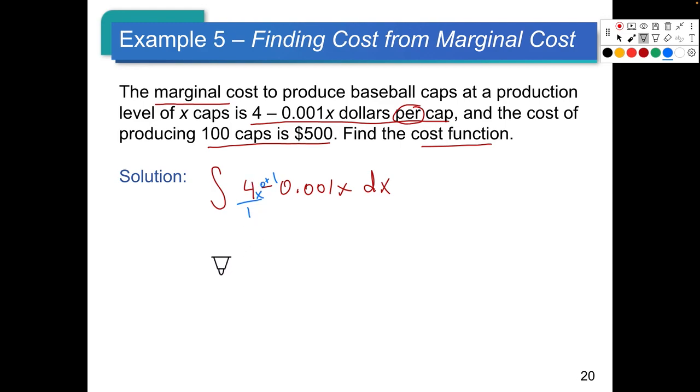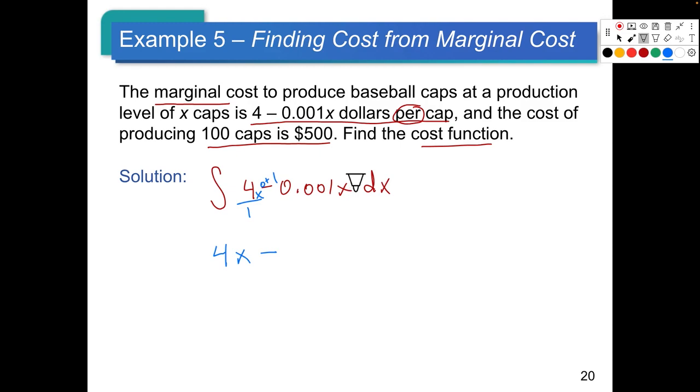So we get 4 divided by 1, which is 4x to the first power. So 4x, that's the first term of the integral, because if we take the derivative of 4x, we get 4, right? So think of that going back and forth. Next, we've got this minus sign, so we'll put the minus.